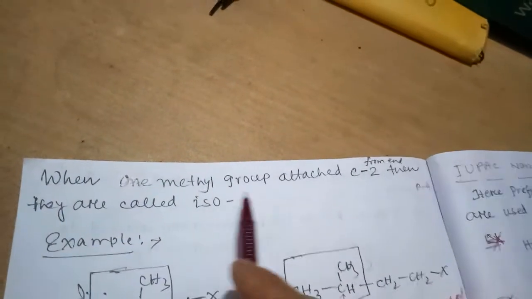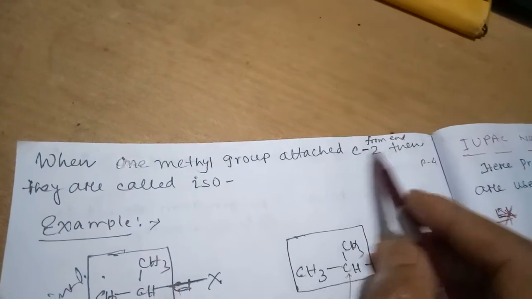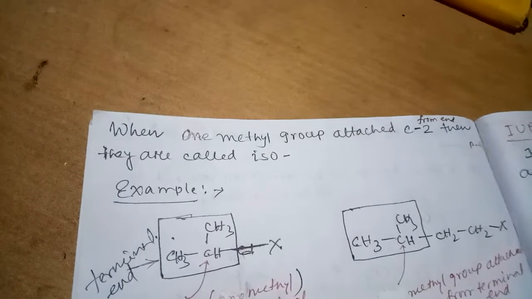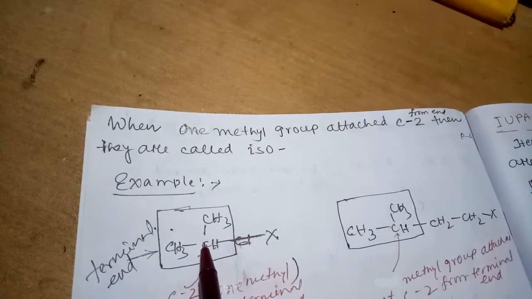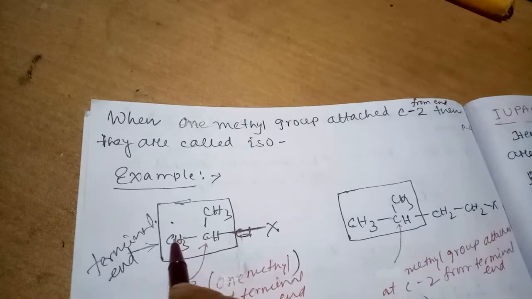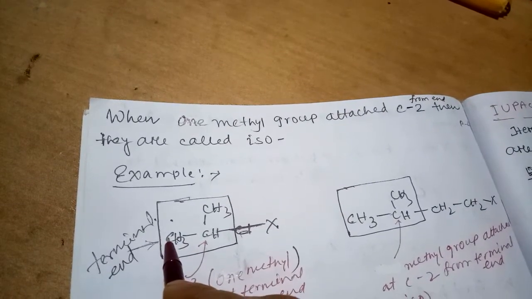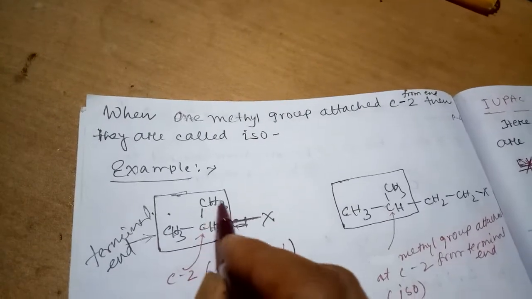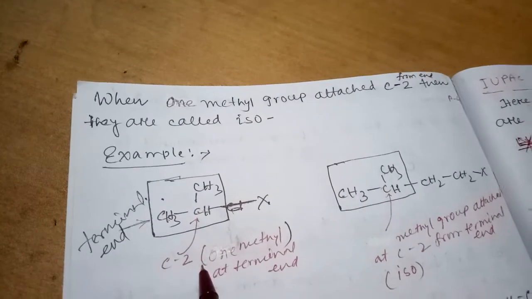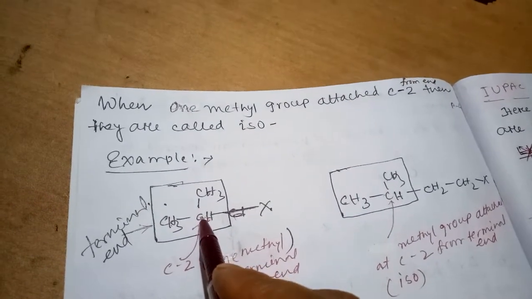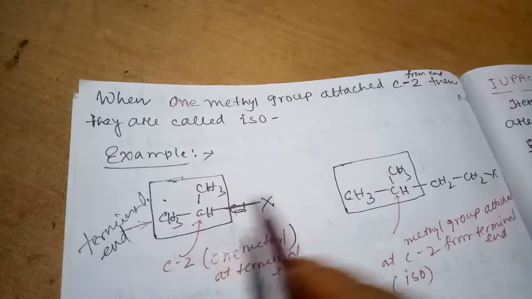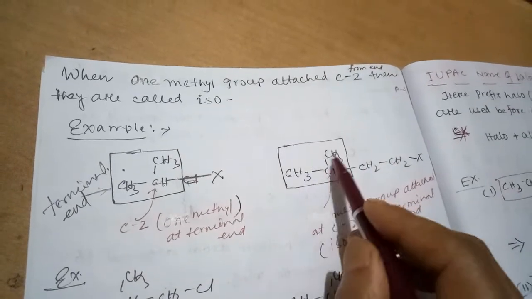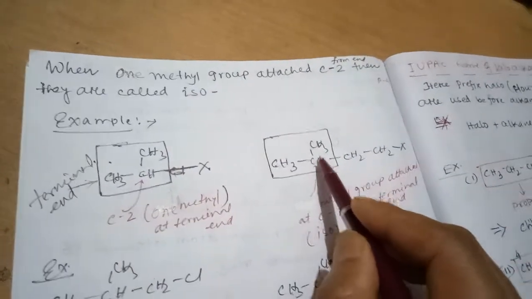When one methyl group attaches to the carbon from the terminal end, then it is known as iso. This is the common name. The halogen atom attaches to this carbon, and from the terminal end, this is the terminal carbon. From this, 1, 2, at the second carbon, number 2, one methyl group is present, so it is known as iso. So whenever one methyl group is at carbon number 2 from the terminal end, then it is known as iso. Similarly, this is iso: 1, 2, 3, 4. So from the terminal end, this is carbon number 2 and this is iso.